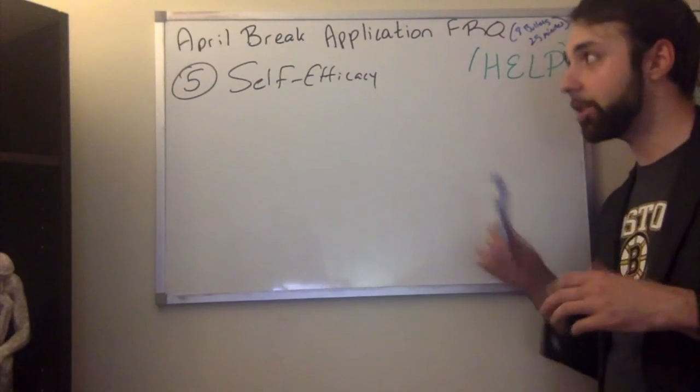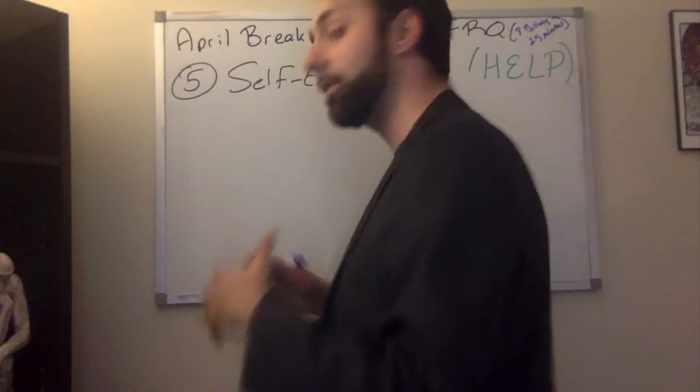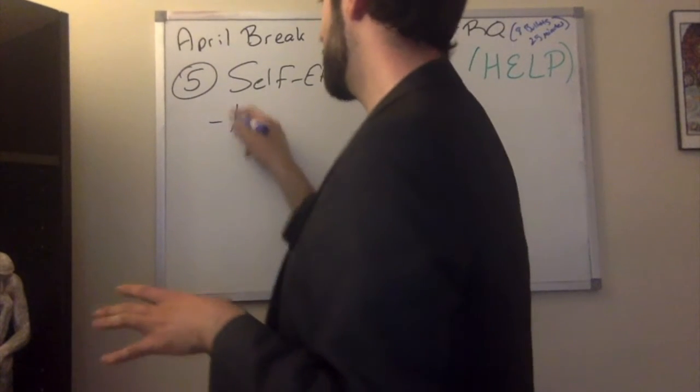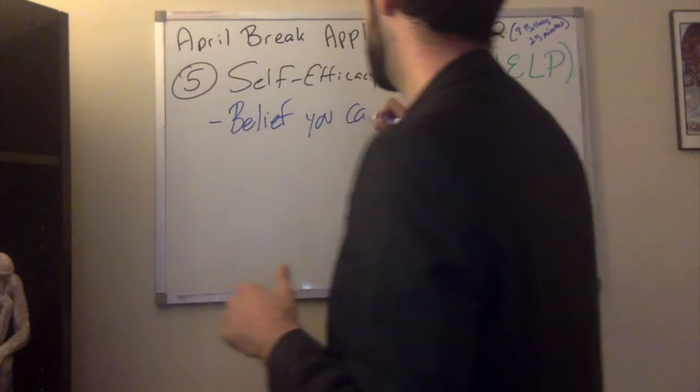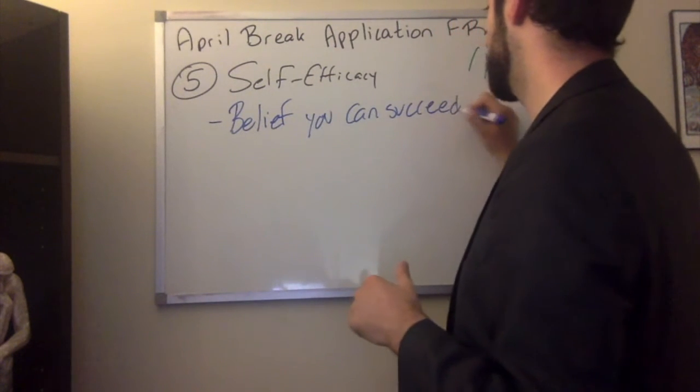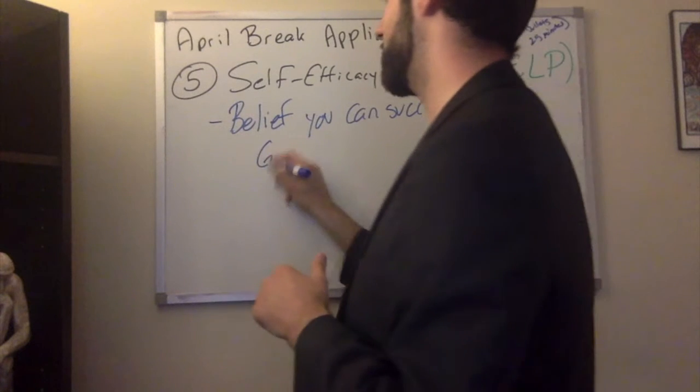The fifth bullet is known as self-efficacy. This is another bullet that's actually pretty common on the AP exam. When you exhibit self-efficacy, this is the belief that you can succeed on a given task.